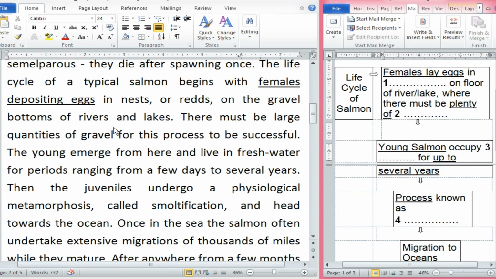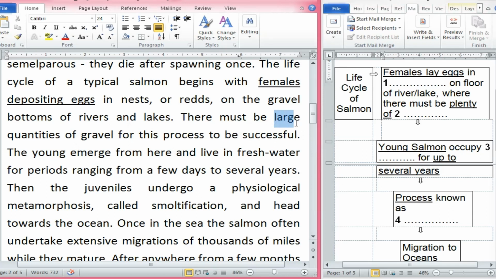On the gravel bottoms of the rivers and lakes, there must be a large quantity of sea. And it's so obvious, if you can find it. Large quantity of means what? Simply it means plenty of. So plenty of what? Let me read this entire sentence. There must be a large quantity of gravel, right? So a very clear answer is given. So we will write plenty of gravel here. So that's your second answer, right?